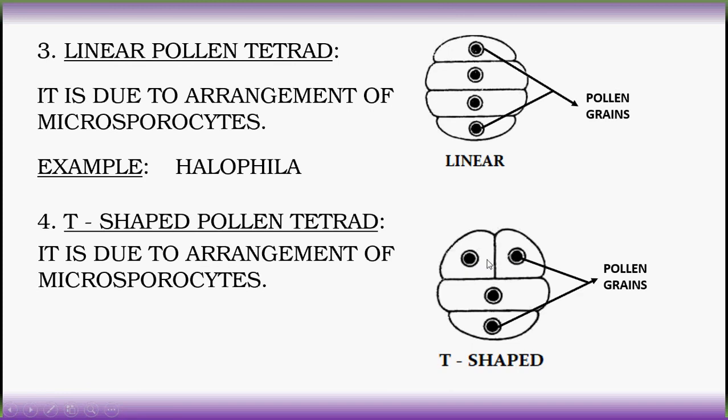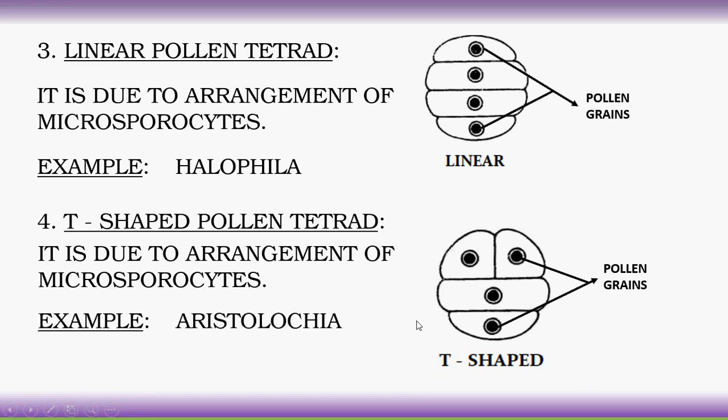Follow the cursor, and these 2 are transverse, and if you draw the line like this, it appears as a T. If you draw the line following the pollen grains like this, it appears as a letter T. That's why we mention that the pollen grains are arranged in a T shape. And this type we can observe in Aristolochia.